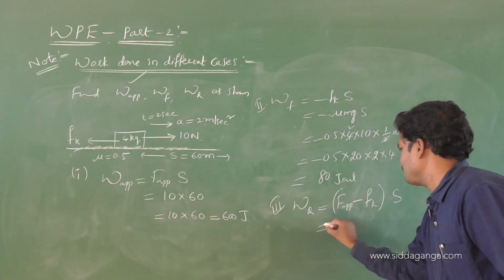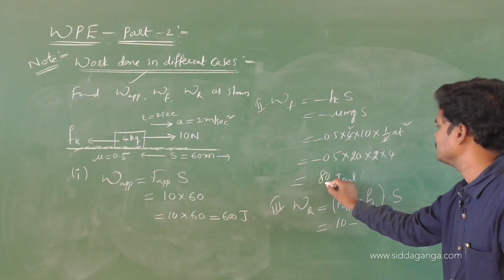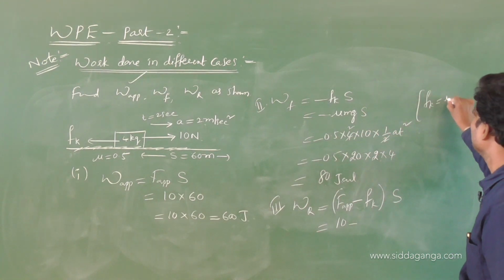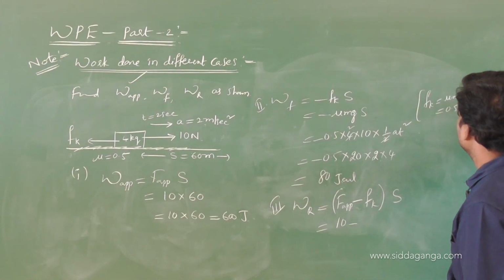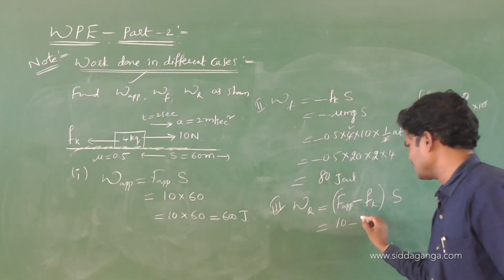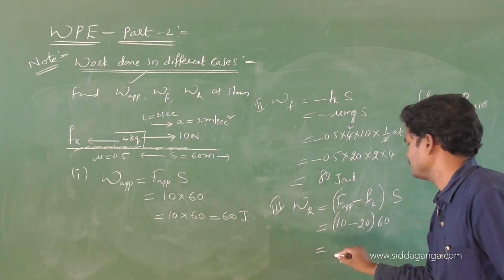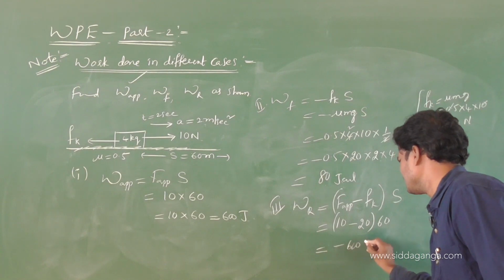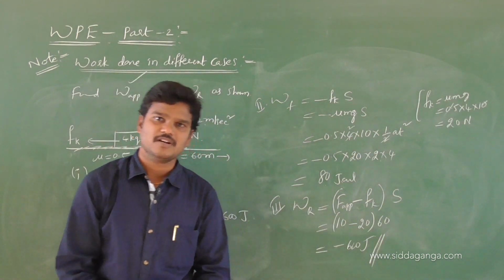Applied force is how much? Applied is just 10. Frictional force is mu mg. How much is mu? 0.5, m is 4, g is 10. So this is 20 Newton. This is 10, this is 20, and the displacement is 60 meter. So again how much am I getting? 10 minus 20, that is minus 10, into 60, minus 600 joule. So use correct data from the NCERT textbook and apply this knowledge.